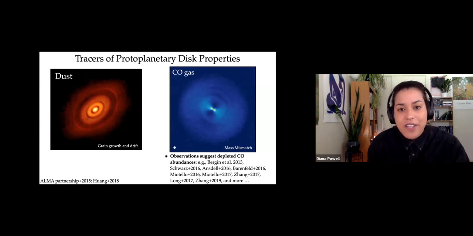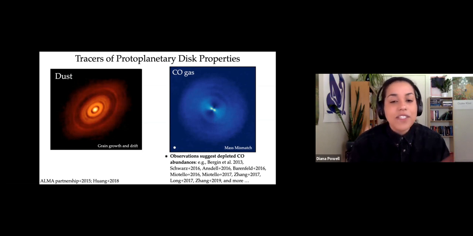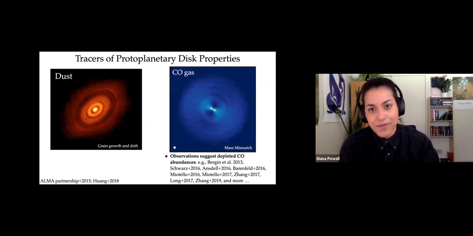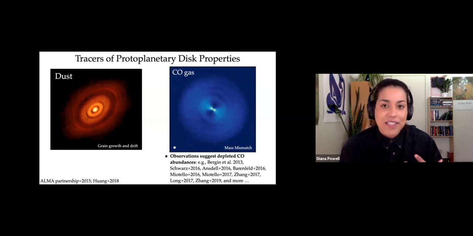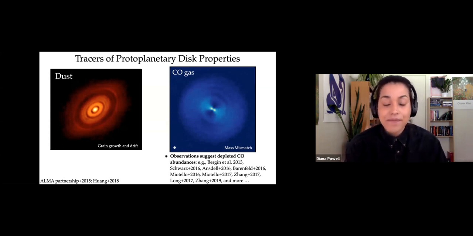So the most common tracers of protoplanetary disk properties are dust or trace gases such as CO gas, as these are relatively easy to observe. But due to a lack of direct probes of the main mass constituent, H2, previous measures of disk mass have relied on some tracer to H2 ratio. But we know that processes such as grain growth and drift should alter the dust to gas ratio from the typically assumed interstellar medium value.